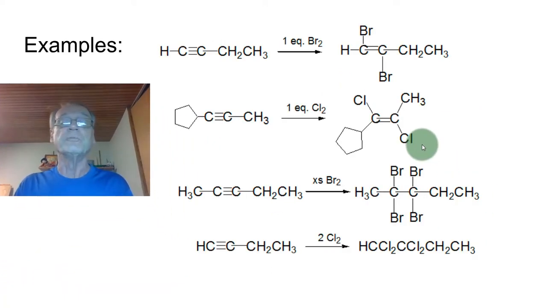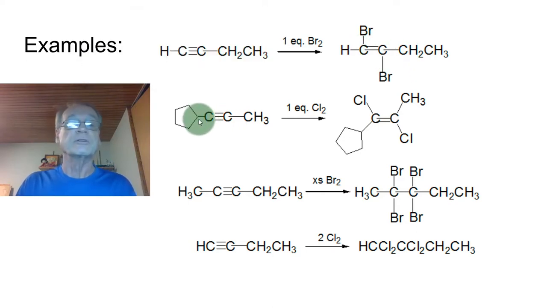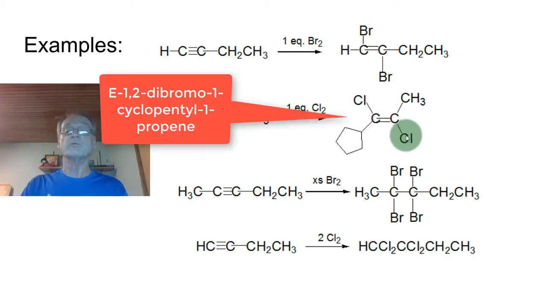Here are some examples of that series of reactions. So here's an alkyne. We add one equivalent of bromine. We take the triple bond and turn it into a double bond. Two bromines are across from each other, or trans. This would be the E isomer because of the stereospecificity. Same idea here. Take an alkyne, add two chlorines to it, and you end up with them trans to each other. This would be the E isomer as well.